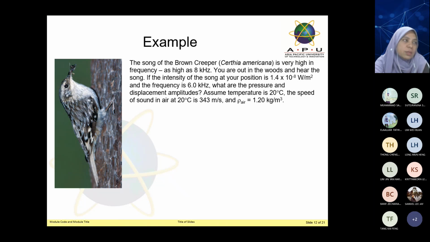Now we look at this example. The song of the brown creeper is very high in frequency. Okay, about the bird.